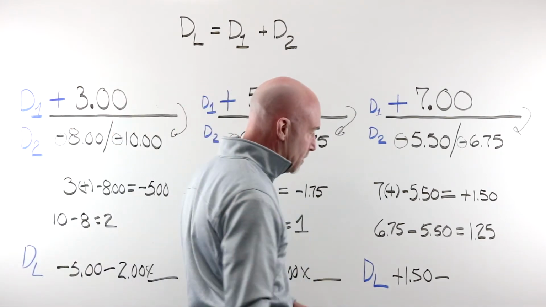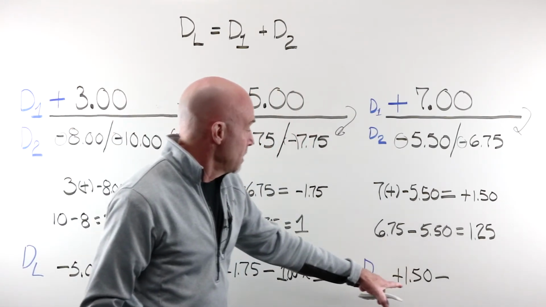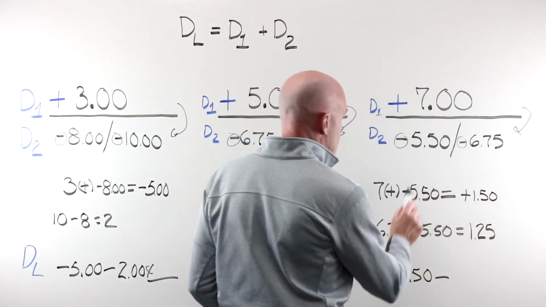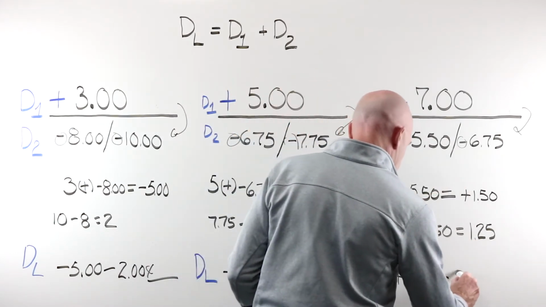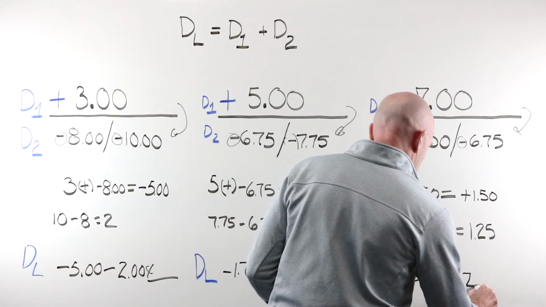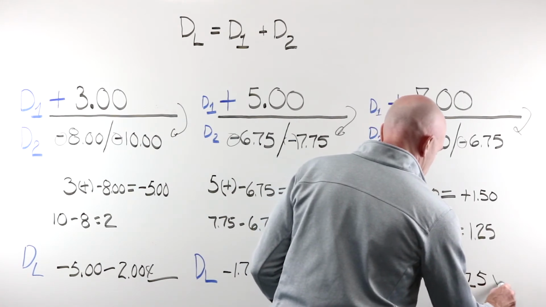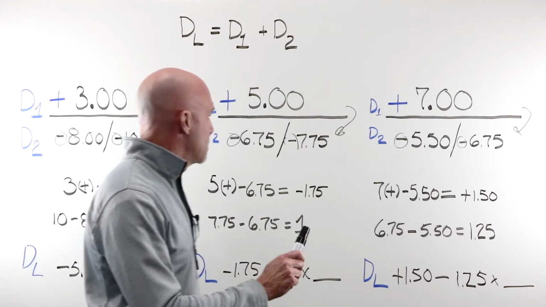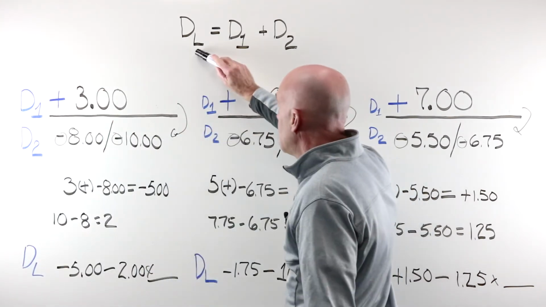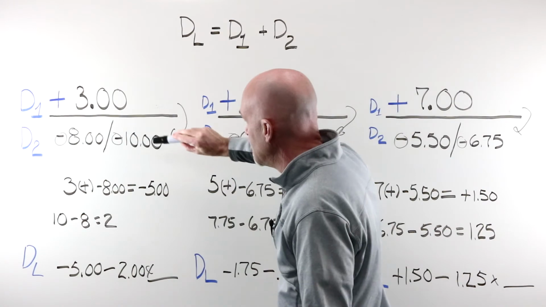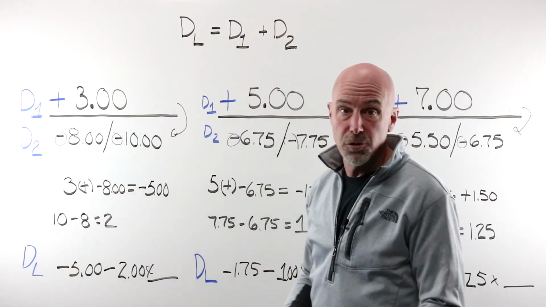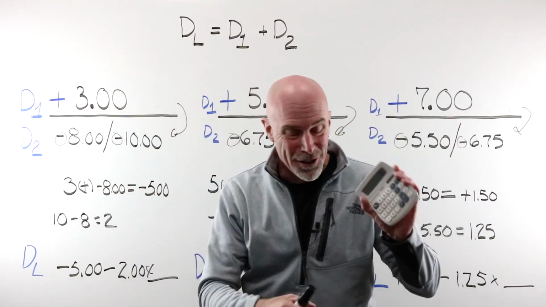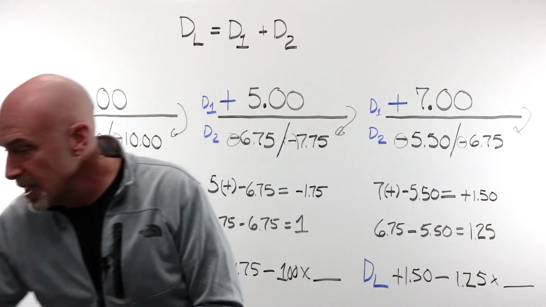My axis could be determined. What is my cylinder amount? 6.75 to 5.50 is a difference of minus 1.25. Axis could be determined. That is solving for DL, the power of the lens, when you have D1 and D2. Use your calculator. These are even available on your exams now.